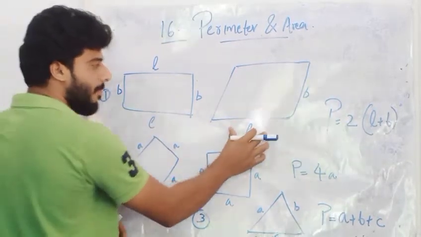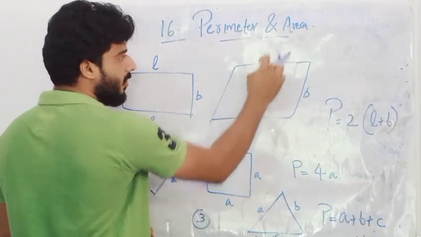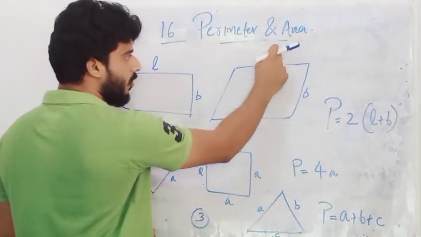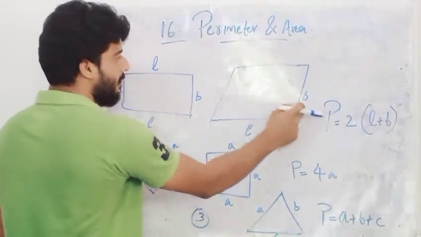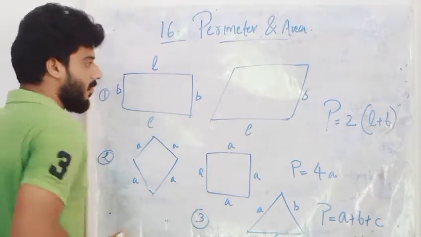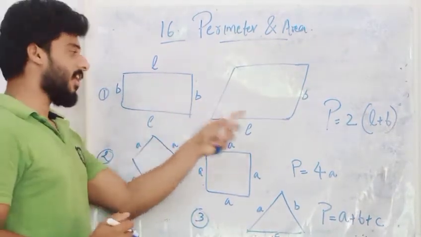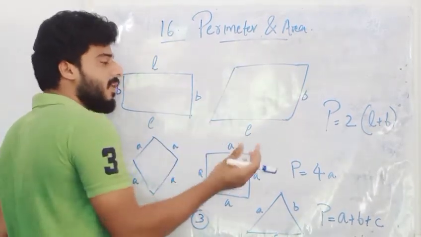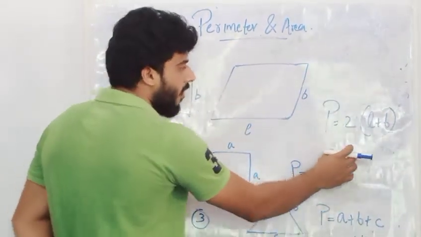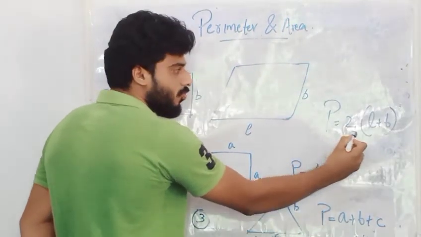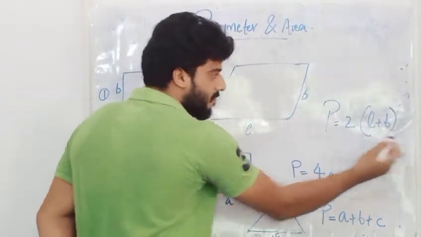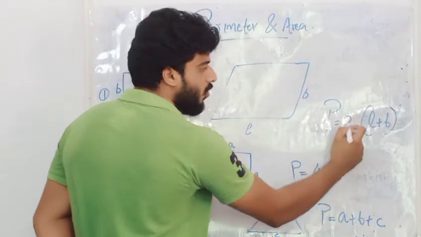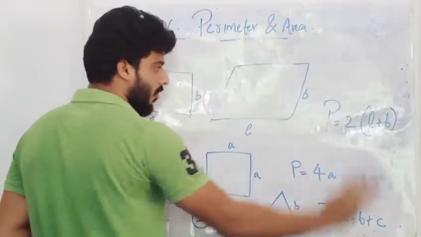Same as in the case of a parallelogram, the opposite sides will be equal. So L and here also one L will be there, that will be equal, and B and here also there will be a breadth, that will be equal. This L means length and this B means breadth. In these cases, perimeter is found by a formula: perimeter is equal to 2 into (L plus B), length plus breadth, the whole into 2. This is the equation for our perimeter.